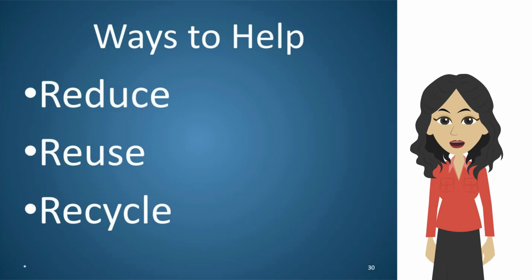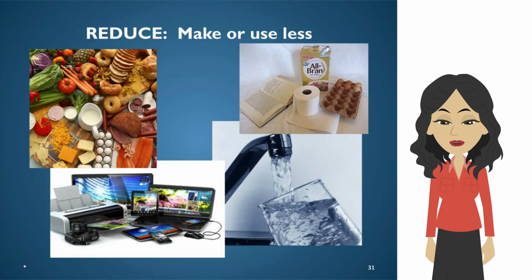We can do that by doing 3 things: reduce, reuse, and recycle. Reduce means to use less. One way we can have less trash is to reduce the amount of materials we use. You can only buy and prepare food that you're actually going to need, therefore using less. You can make sure your electronics are turned off when you're not using them. You can try to use less toilet paper. You can turn the water off when you're brushing your teeth and just use it when it's time to rinse. It's important not to be wasteful.